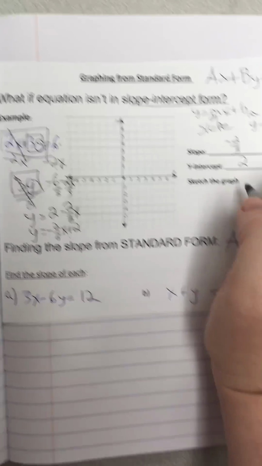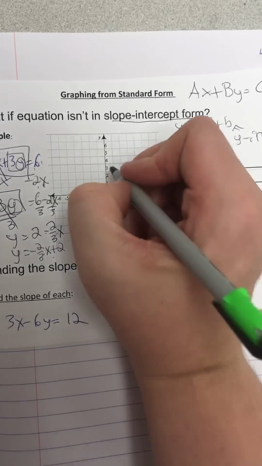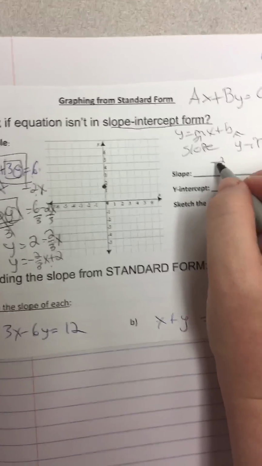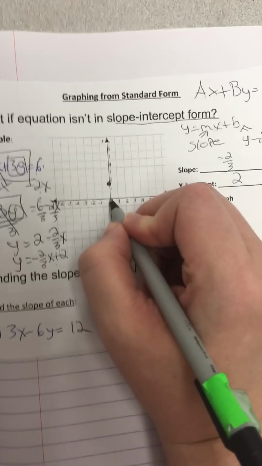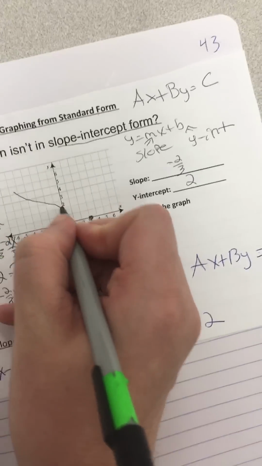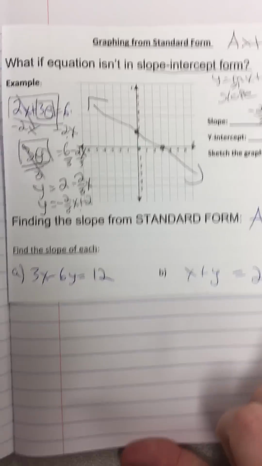So a reminder from a previous lesson, in order to graph, we plot our y-intercept first, then use our slope to find a second point. So it says go down 2 and to the right 3. And now I can connect these 2 points, and that is the graph of this equation.